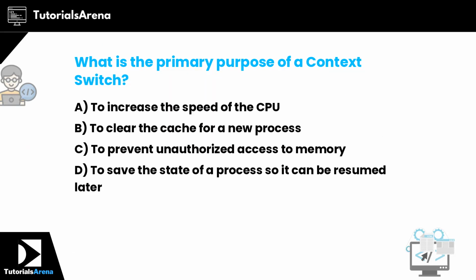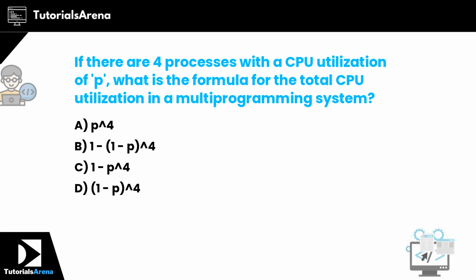What is the primary purpose of a context switch? The correct answer is option D, to save the state of a process so it can be resumed later. If there are 4 processes with a CPU utilization of P, what is the formula for the total CPU utilization in a multi-programming system? The correct answer is option B, 1 minus (1 minus p) to the power of 4.